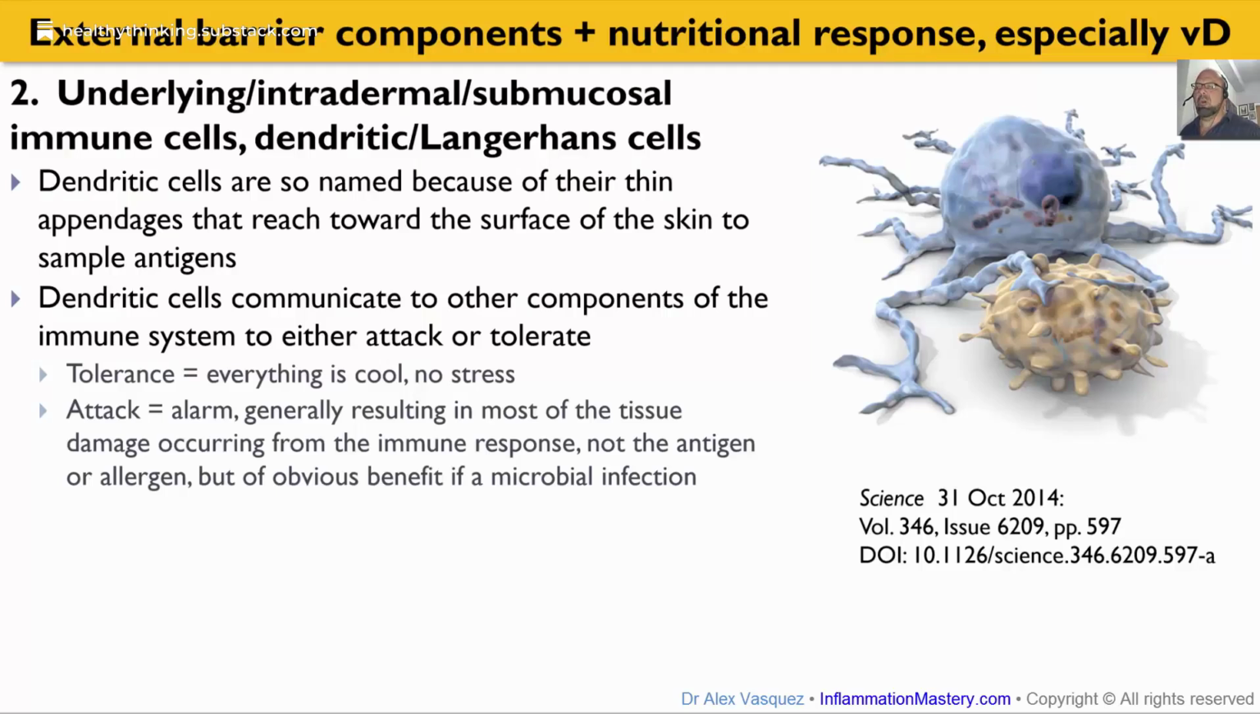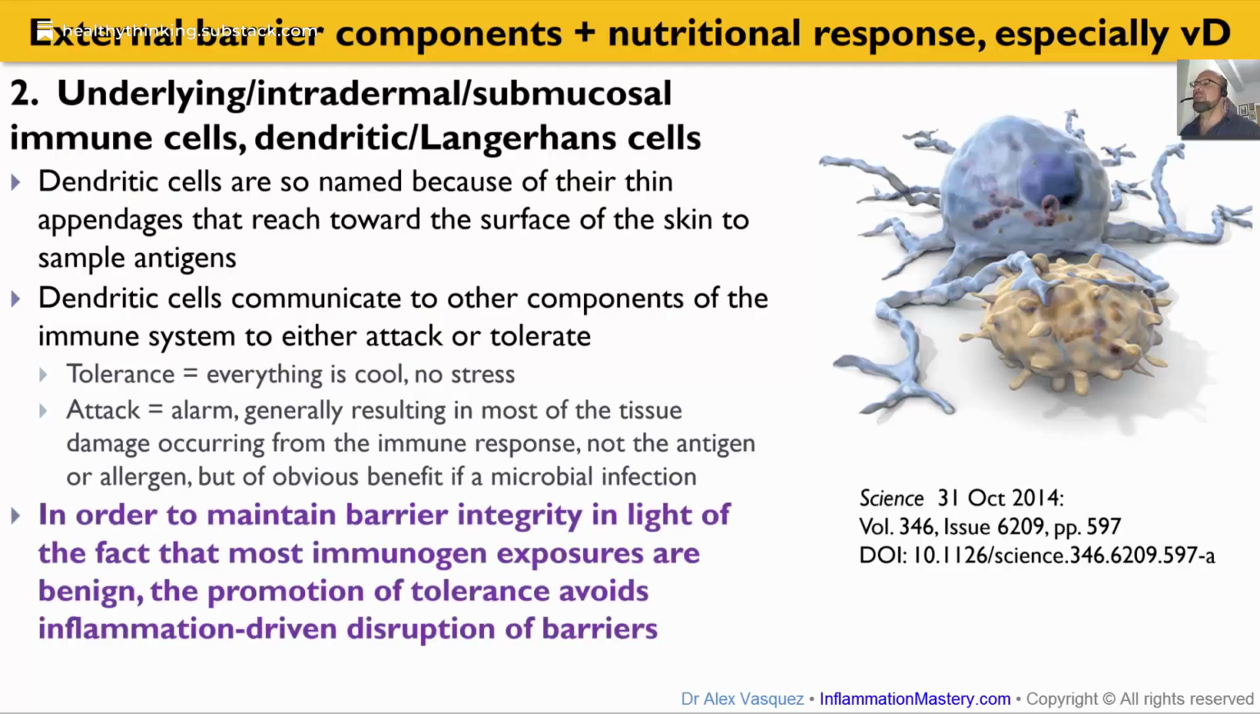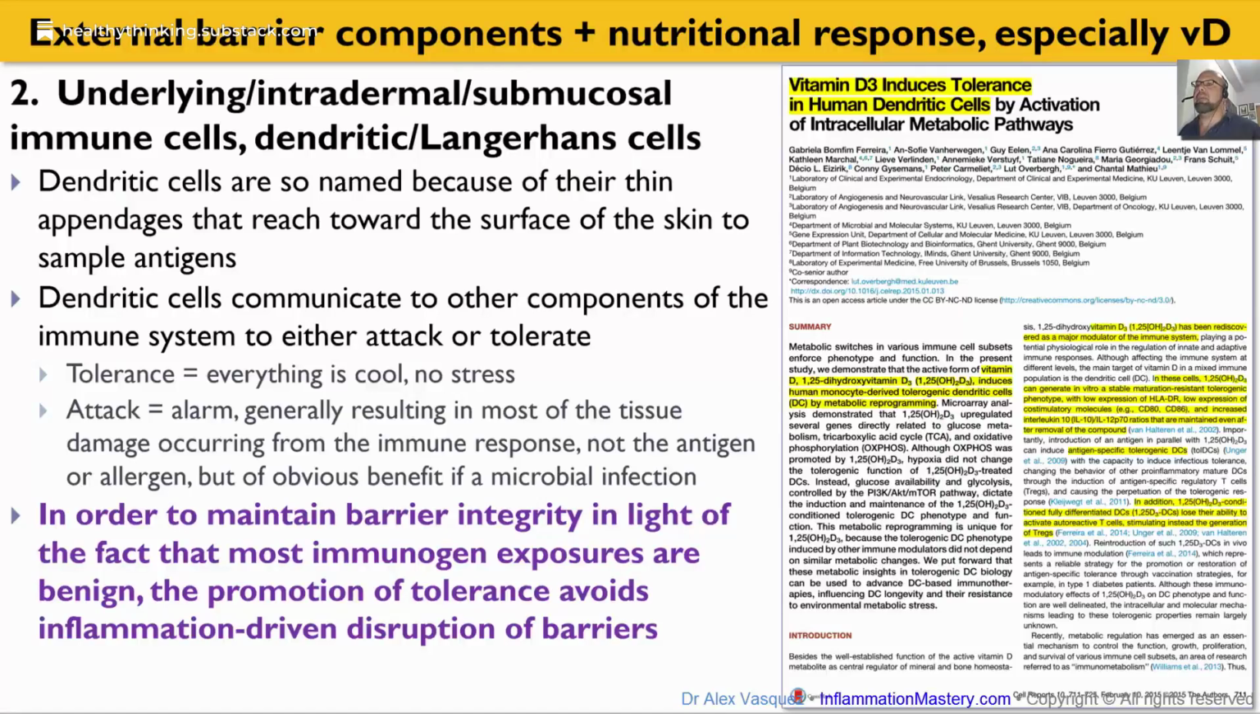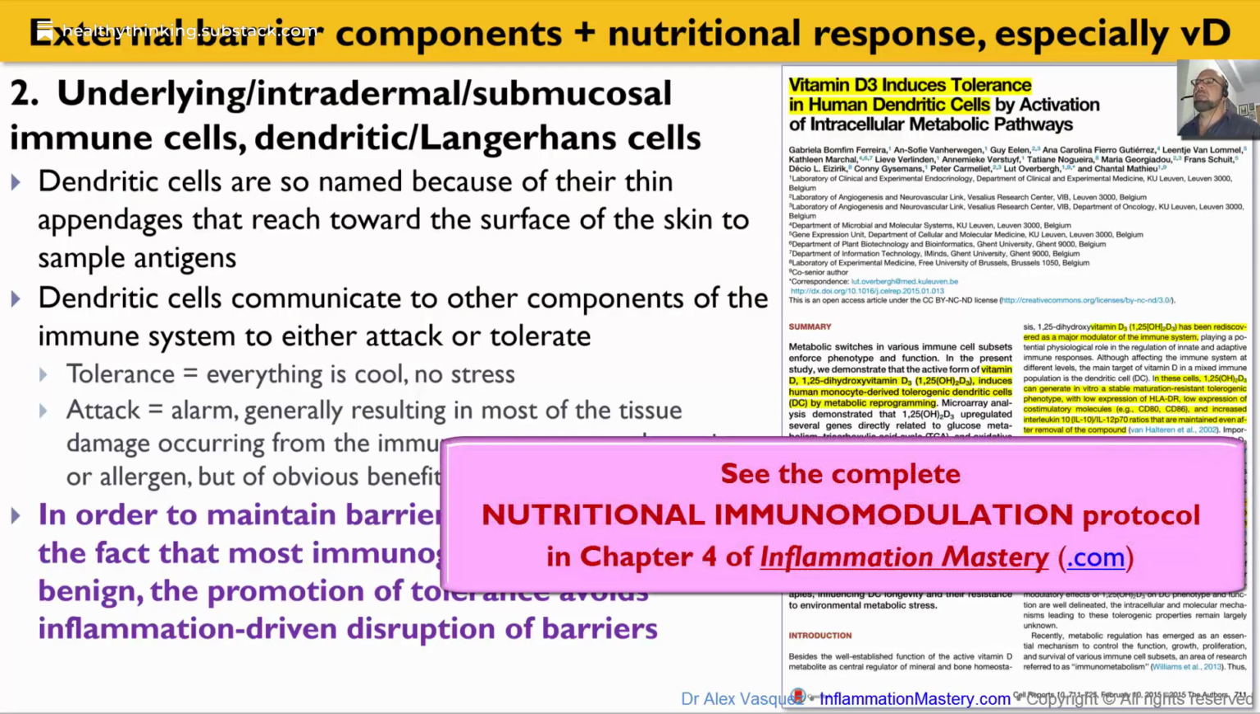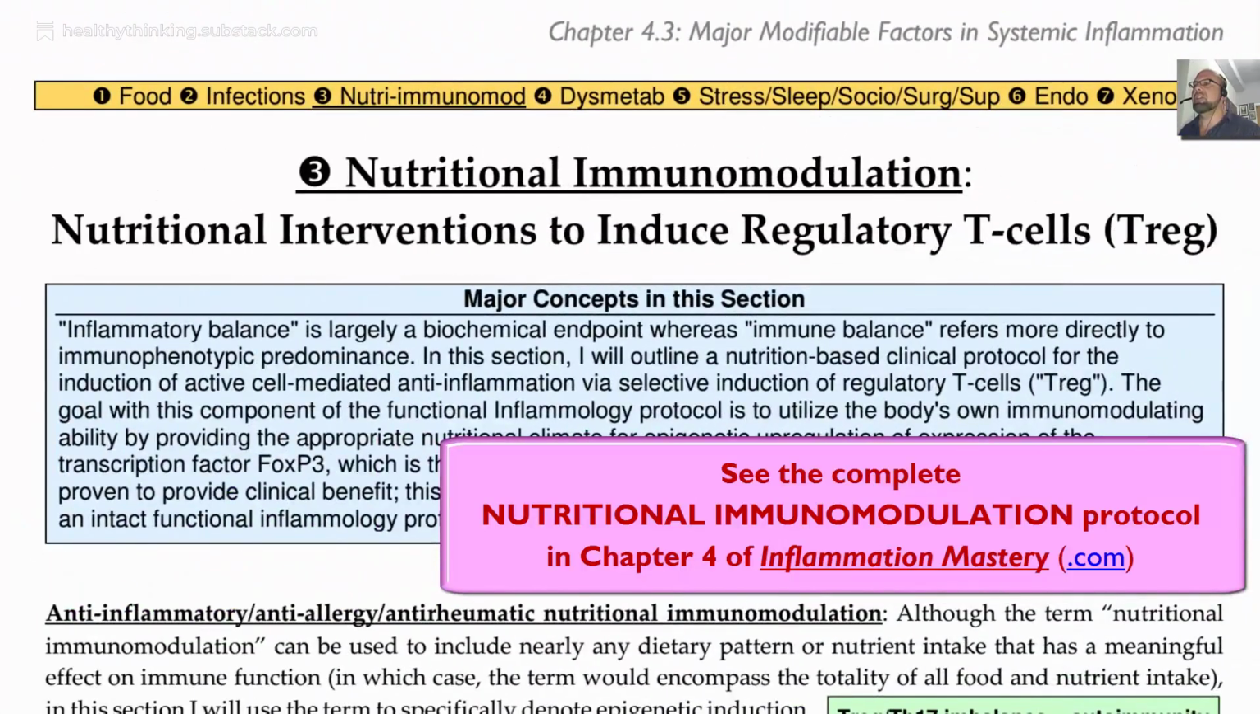So again, what we generally want with these submucosal immune cells is that they promote tolerance, because the promotion of tolerance avoids the inflammation-driven disruption of those external barriers. And indeed, just like with the systemic immune system, we do see this with the submucosal or intradermal immune system, and that is vitamin D3 induces tolerance in those immune cells. And you can see that exemplified in this article from Cell Reports 2015. Vitamin D3 induces tolerance in human dendritic cells. In this case, they go on to say by activation of intracellular metabolic pathways.